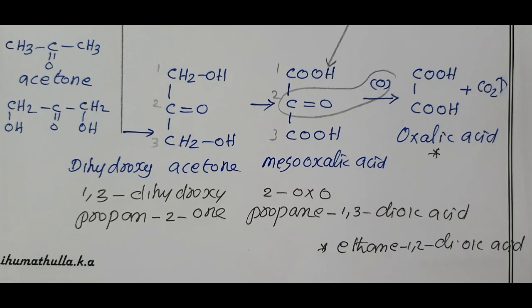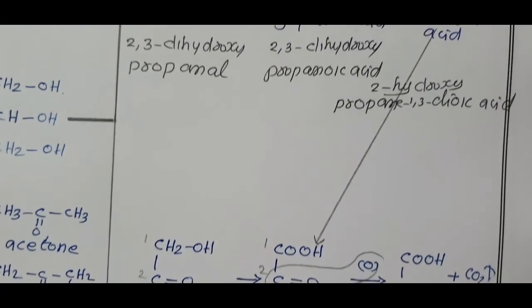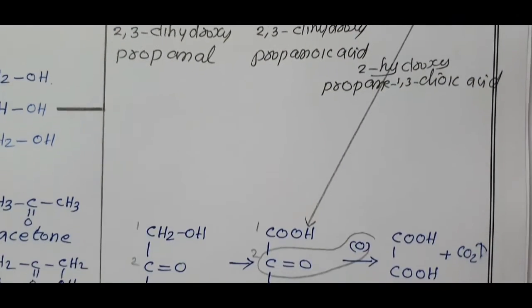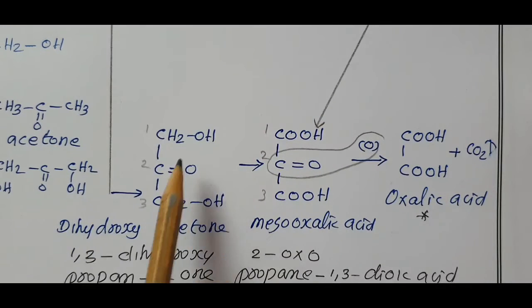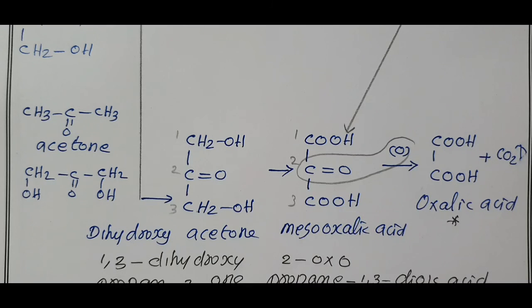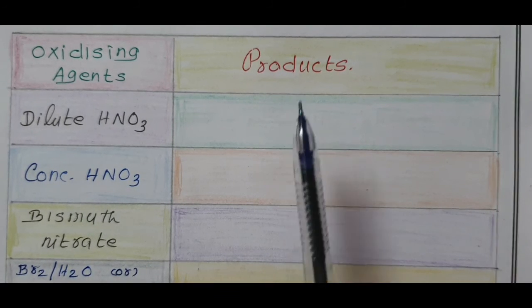One more point I would like to explain: when glycerol undergoes oxidation, remember that continuously one product is not obtained. Depending upon the oxidizing agent used, different products are obtained. So which oxidizing agent is used to get a particular oxidized product, that we are going to discuss. What are the oxidized products of glycerol?